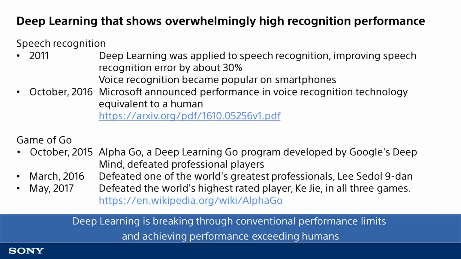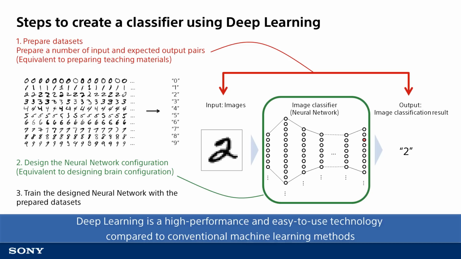As you can see, deep learning is used to develop systems that surpass the capabilities of humans in many applications besides just image classification. One of the major advantages of deep learning is that it enables performance exceeding that of humans while still being easy to use. To be specific, you can create a recognition system using deep learning in only three steps as follows.